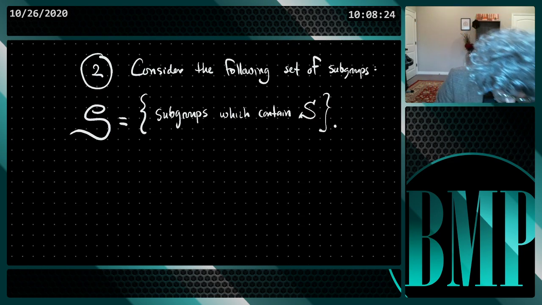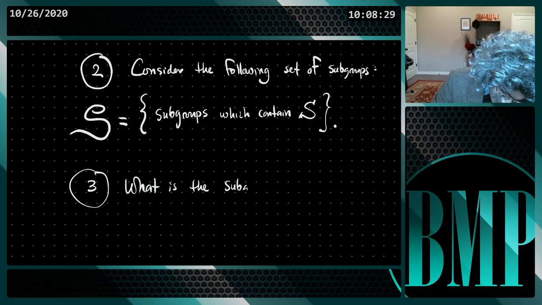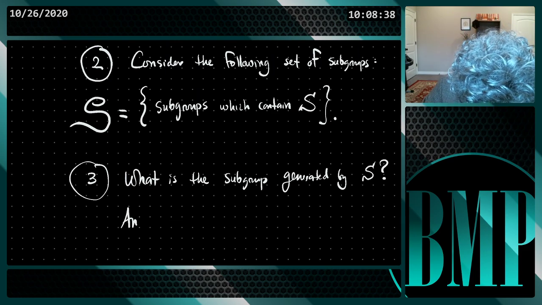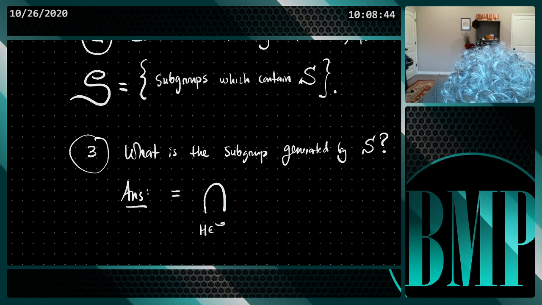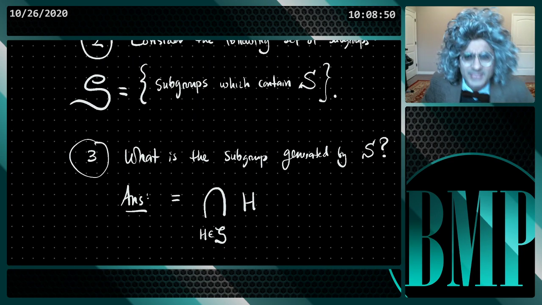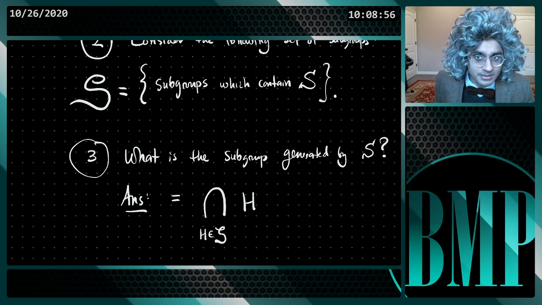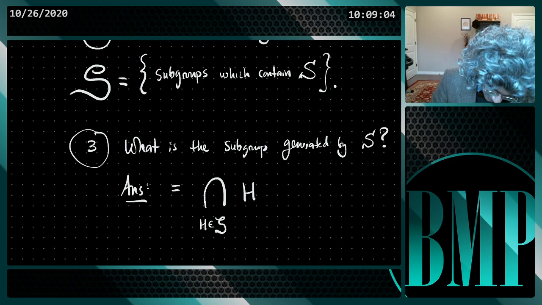Number 3. What is the subgroup generated by S? Answer. It is the intersection over all groups in the exclusive club. You intersect all conceivable subgroups that contain that set. That's what we mean by the subgroup generated by the set. This is the answer.